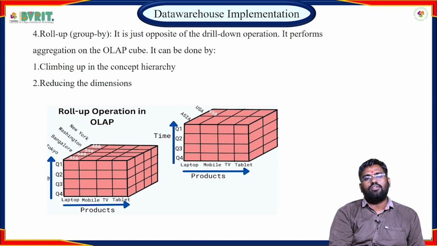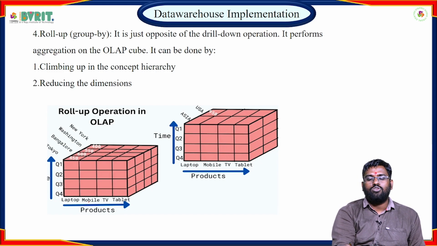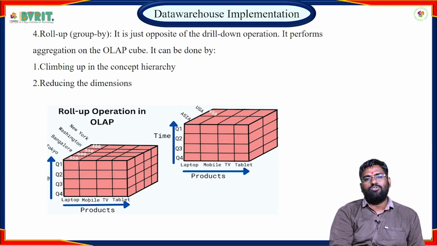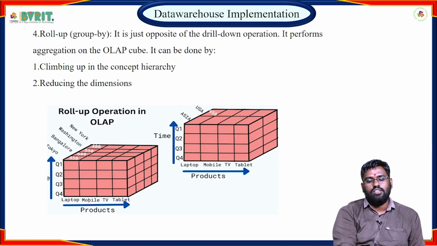Next one, roll up. This is the opposite of drill down. See here, in drill down we increase the quarters into more values. Here it is used to decrease the number of values into a smaller set of values. See this example. The x-axis will be the same, the y-axis will be the same. Roll up means we are moving in the upward direction.